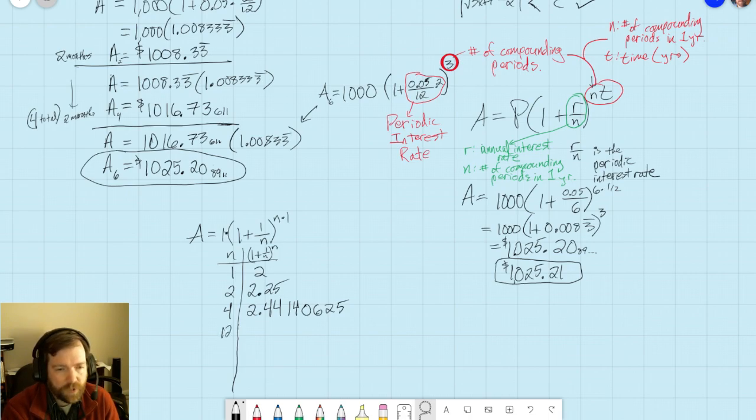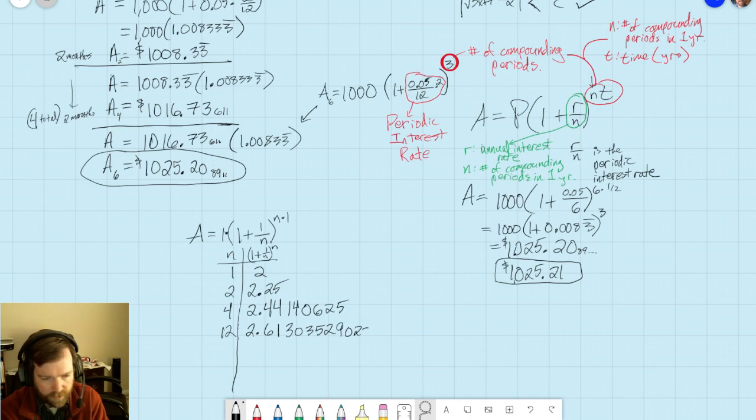All right, if we go to 12, so we're doing this monthly, 12 times in a year, it ends up being 2.61 with partial cents, 303,529,02236. And there's more stuff after that, but again, the calculator limits itself to this many decimal places.